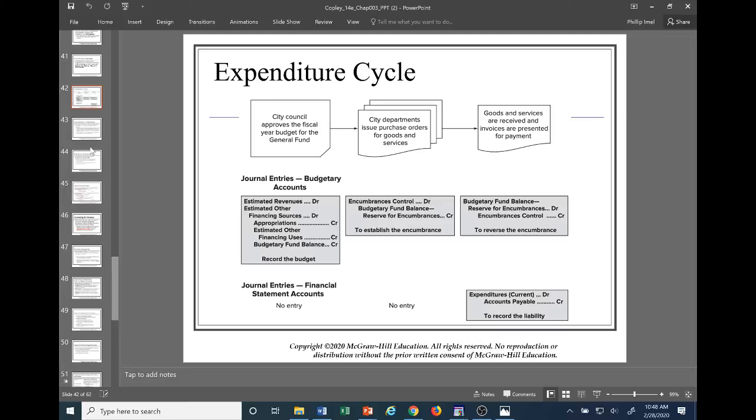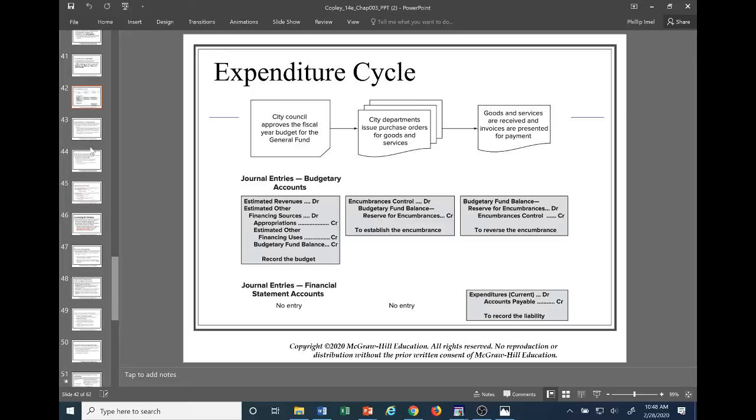Just as an example, we'll go over the expenditure cycle one more time. So, City Council approves the fiscal year budget for the general fund. We're going to set the budget: estimated revenues and estimated other financing sources are our debits. Credit appropriations and estimated other financing uses. Budgetary fund balance is the plug. So we recorded it. Note, there's no entry in the financial statement accounts here. This is just the budgetary accounts.